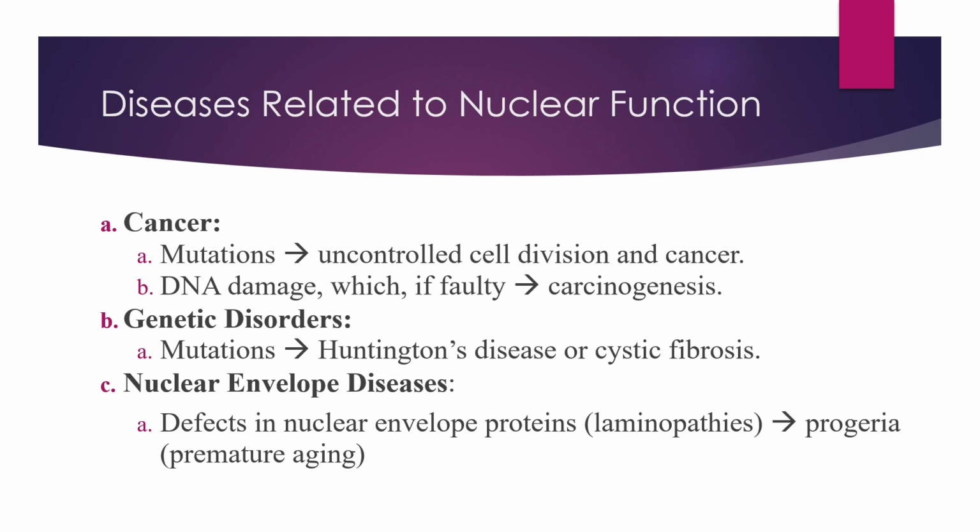Last but not least, we have nuclear envelope diseases. So we have defects in nuclear envelope proteins, such as laminopathies, which can lead to diseases like progeria, which is premature aging, basically.